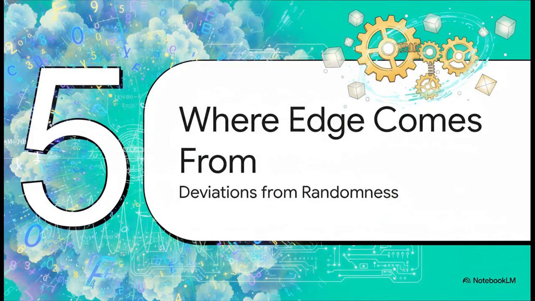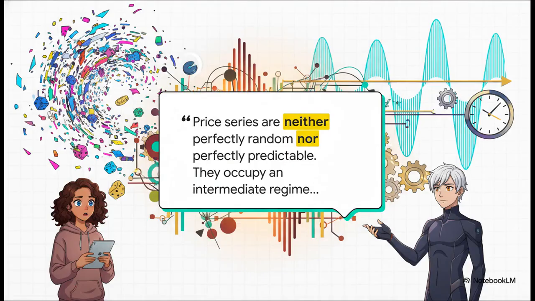So at this point, you're probably wondering, if markets are supposed to be so efficient and random, where do these mathematical edges even come from in the first place? Well, the answer lies in this key insight from the textbook. Price series are neither perfectly random nor perfectly predictable. They occupy an intermediate regime. Basically, the market isn't a perfect coin flip, but it's not perfectly orderly either. It's in this messy middle ground, this gray area, that real edges can be found.